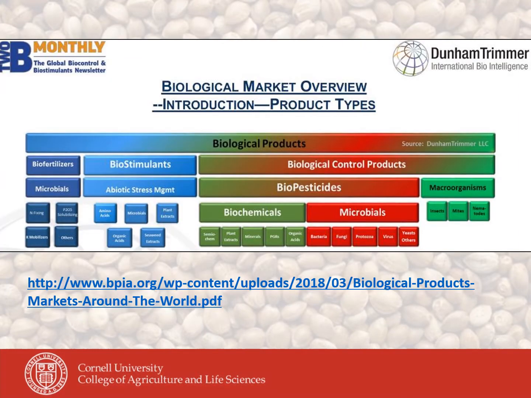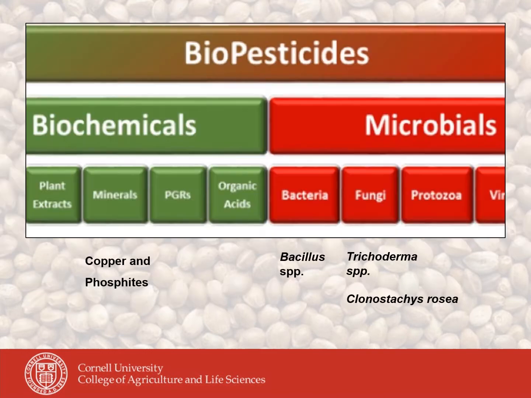We'll take a step back and look at the biological market, as there's a number of materials. Now, this is not restricted to seed treatments. These could be foliar applications or soil applications and furrow applications. We have biofertilizers and biostimulants, which we're not going to be talking about, even though my laboratory is working with biostimulant seed treatments. But we're going to focus on biological control products, in particular the biopesticides.